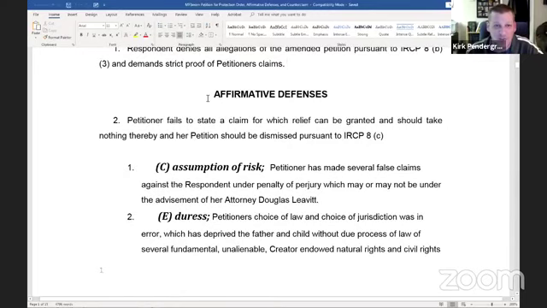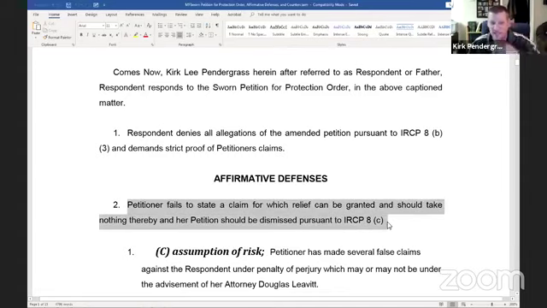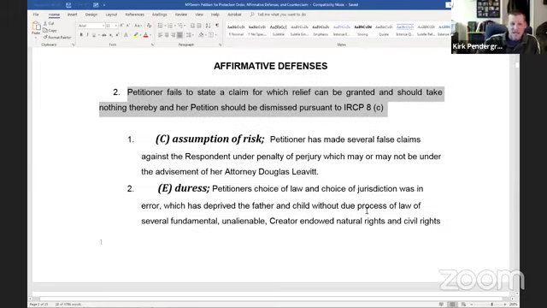Now here we have affirmative defenses. That's the first part. So I claimed that my defense here is that the petitioner fails to state a claim for which relief can be granted, right? Because I'm denying all of her allegations, so we're going to go for dismissal because she doesn't have anything there that she can get relief granted. Then you have all these other things that are in there. Assumption of risk. Well, she took the risk, right? She's made several false claims against me under penalty of perjury. That's on her.